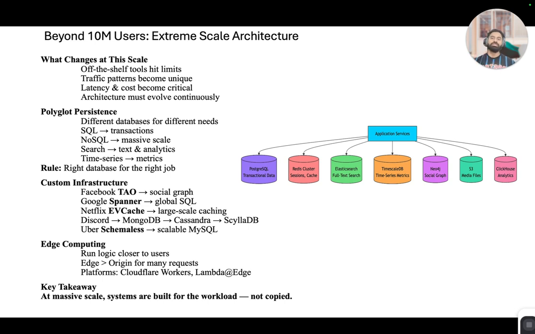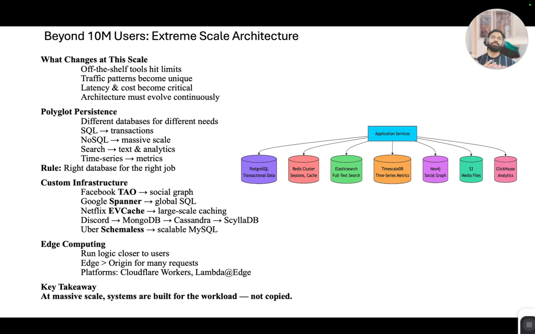At extreme scale, your traffic patterns become very unique. One database cannot handle everything well. Latency expectations are extremely strict. Small inefficiencies turn into huge cost. The problems are no longer generic. They are specific to your product, right? So that's why we need to use an extreme scale architecture.